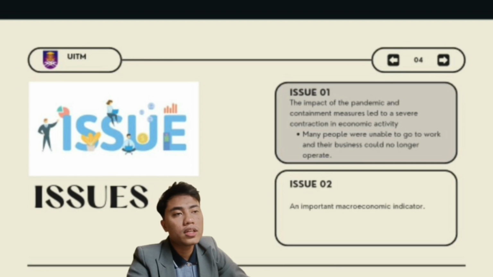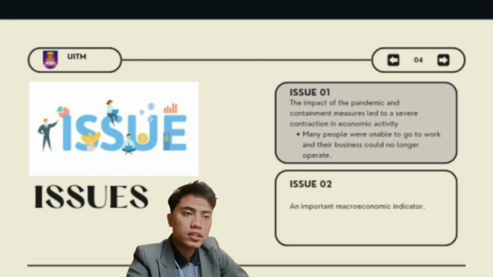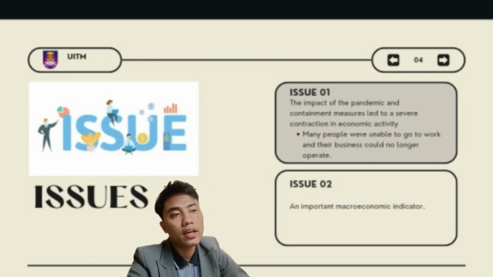Here are some important microeconomic indicators. Firstly, gross domestic product, or GDP. GDP is the total value of goods and services produced in an economy in a given period of time. It is a measure of the size of the economy and is often used as a measure of economic growth. Second is the unemployment rate. It is the percentage of the labor force that is unemployed. It is a measure of the health of the labor market and can be used to gauge the strength of the economy.